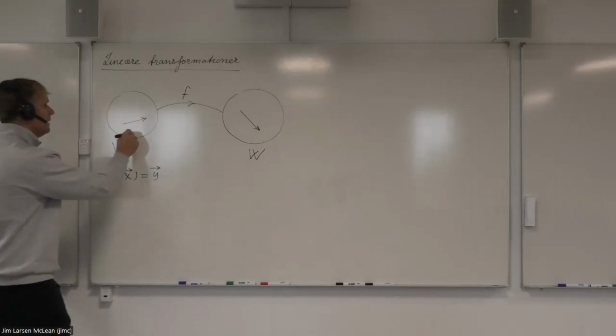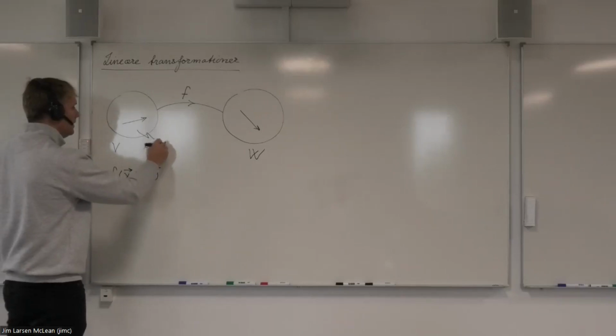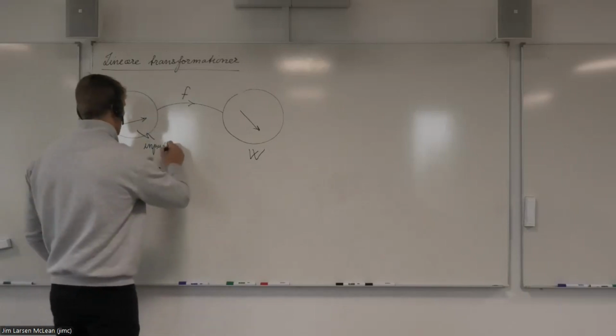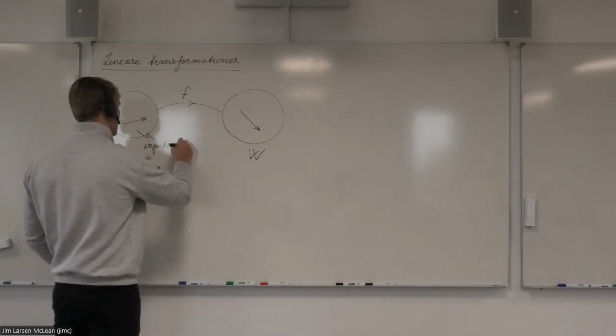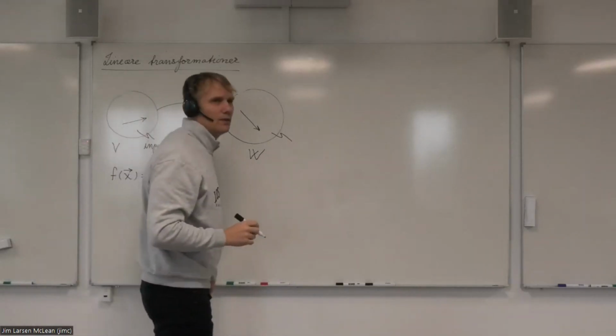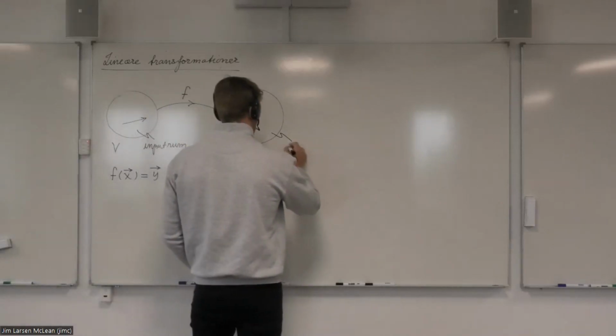So you should think of this space as the input space, because in that space all the vectors used as input reside. So this is our input room. And the space over here is where all our vectors land after being sent by f. So that's our output.